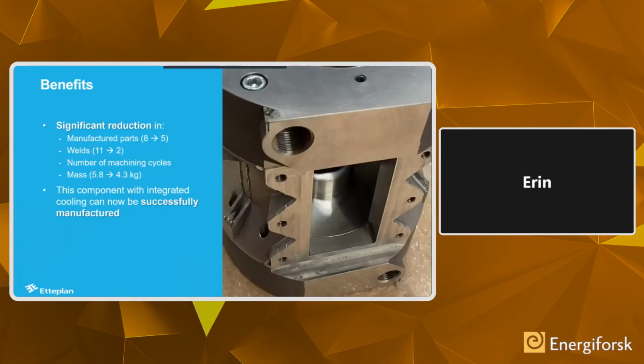And so by following this approach, the benefits that we gained were a significant reduction in the number of manufactured parts, going from 8 to 5, the number of needed welds went from 11 to 2, the frequency of machining throughout the process was reduced, and we also had a mass reduction. It went from 5.8 to 4.3 kilograms. And so now this component can have the needed integrated cooling system, but still be successfully manufactured.